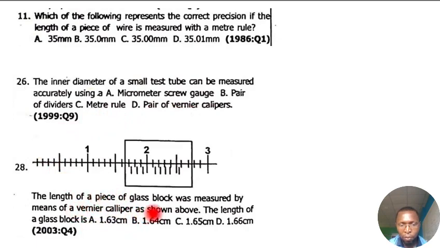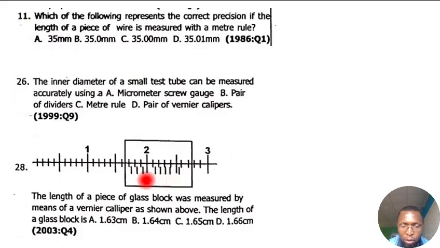It said the length of a piece of glass block was measured by means of a vernier caliper as shown above. So the length of the glass block is what? Okay, we have learned how to measure using the vernier caliper. So here, the main scale is the one up, the vernier scale is the one down. Now the last division before the zero of the vernier scale is this division here. Okay, so if this is 1 and this is 2, then it will be 1.5 here. So the main scale here is what? 1.6. Okay. From there, we have the main scale to be 1.6.